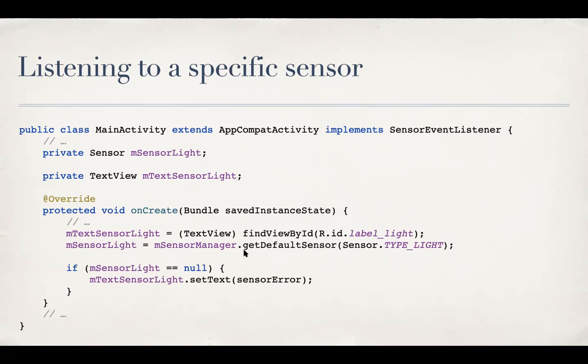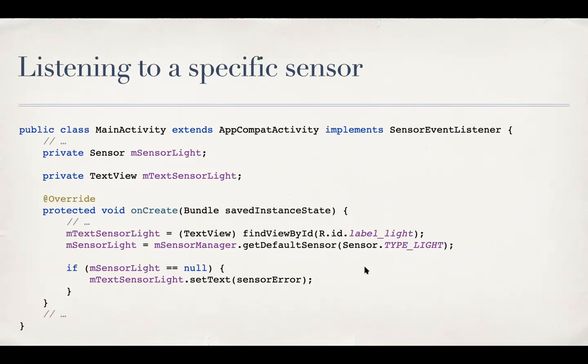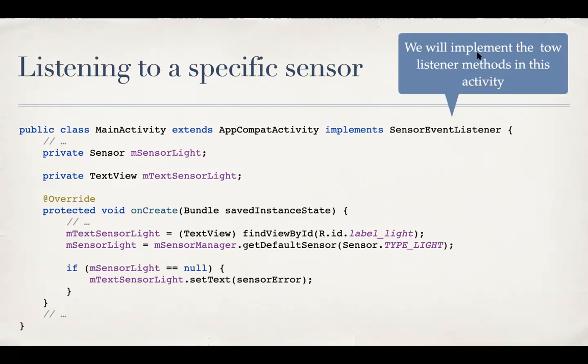The device may have multiple sensors for the same type. You can grab all by using a call like this, get sensor list for that particular type, and then work on each of those. But in most cases, you would simply want to grab just the default sensor and work with that. So that's what we are doing here. By the way, this activity will implement the two listener methods that we talked about. It should have been two, sorry for the typo. We'll implement those here, and that's why the implements sensor event listener.